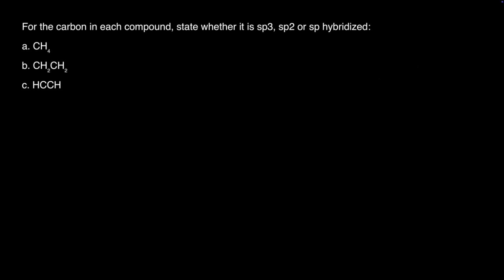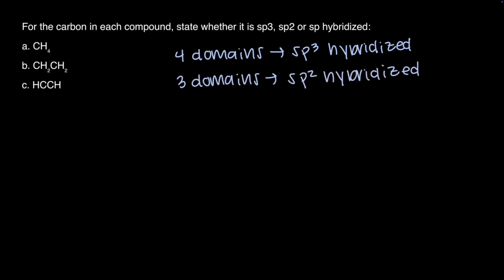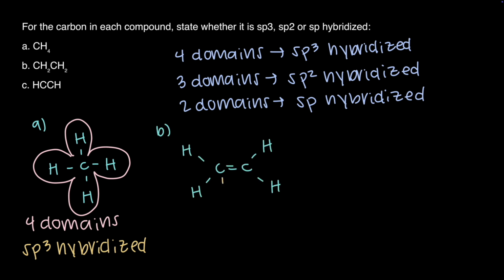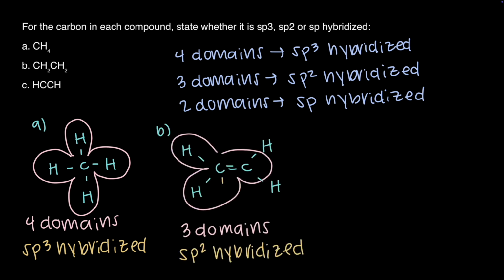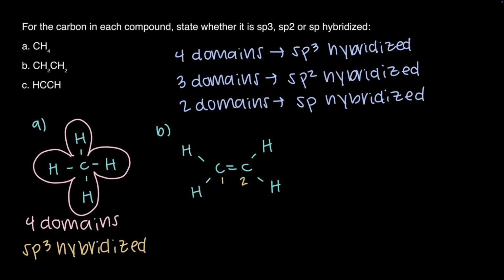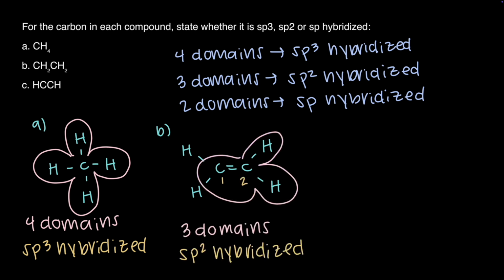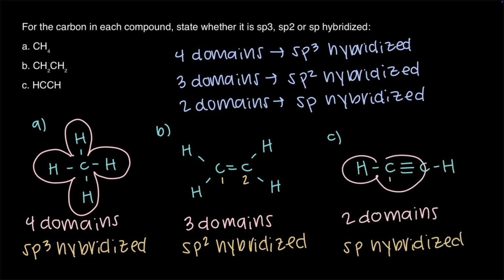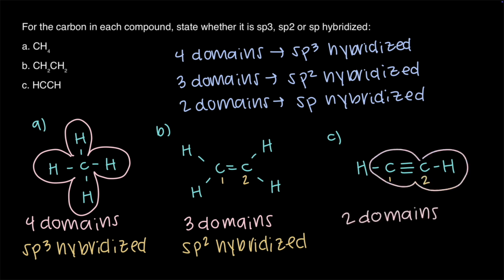For hybridization, if a carbon has 4 domains, it is sp3 hybridized. If it has 3 domains, it is sp2 hybridized. And if it has 2 domains, it is sp hybridized. For A, CH4 has 4 domains, so it is sp3 hybridized. For B, C1 has 3 domains, so it is sp2 hybridized, and C2 has 3 domains, so it is also sp2 hybridized. For C, C1 has 2 domains, so it is sp hybridized, and C2 has 2 domains, so it is also sp hybridized.